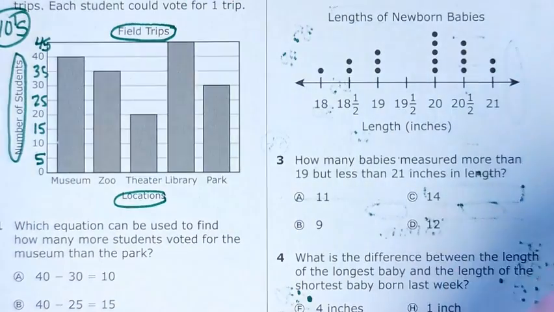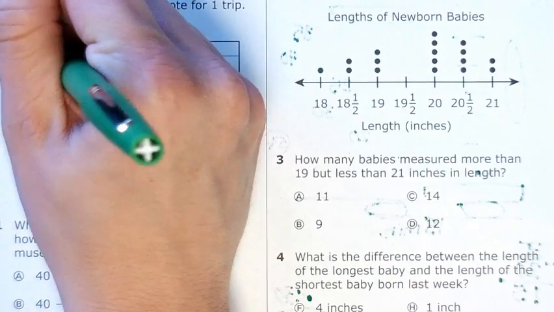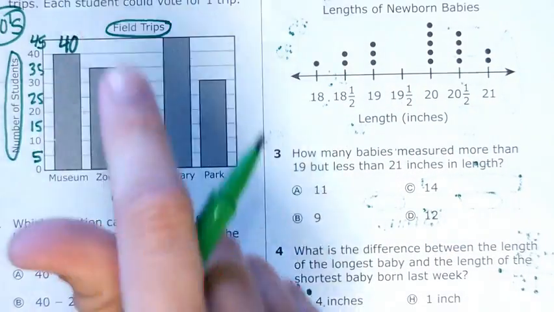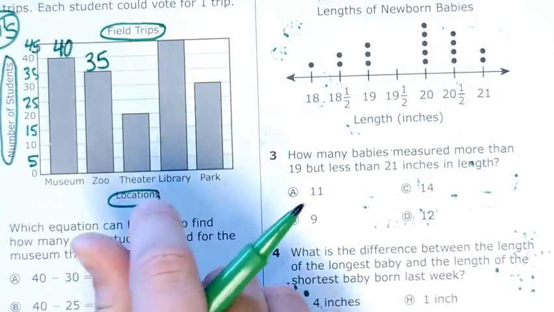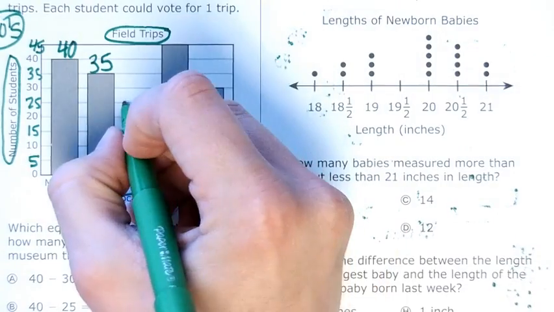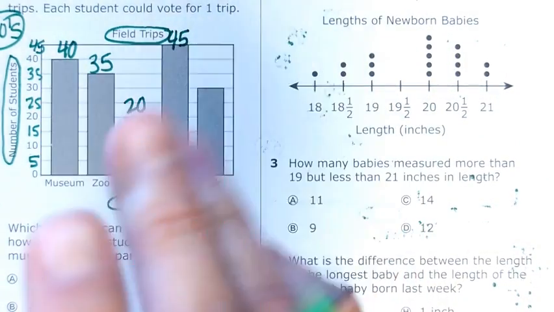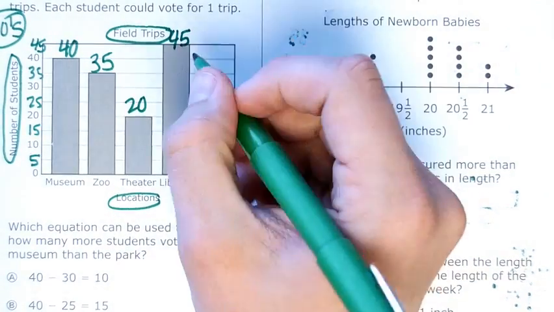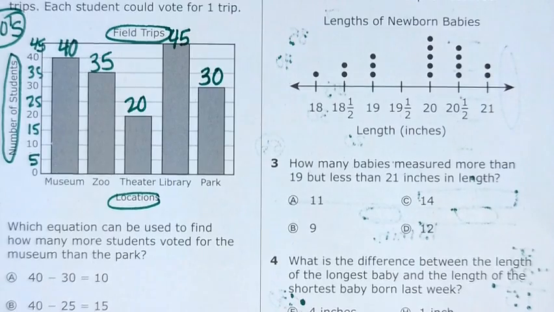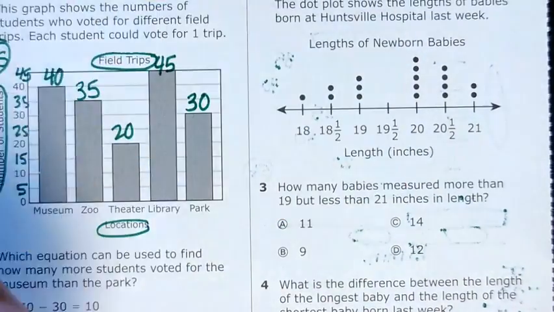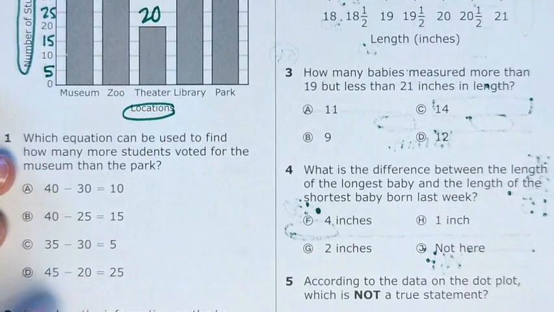Now, how many people went to the museum, or how many people voted for the museum? 40. The zoo, 35. Theater, 20. Library, whoa, 45. The park, 30. Perfect. So I've summarized, I understand. Now I can move to the questions.